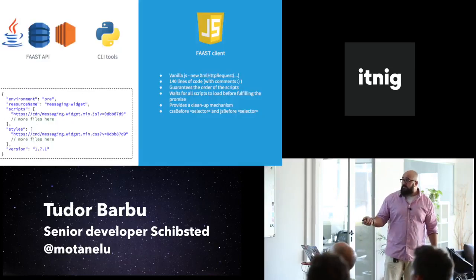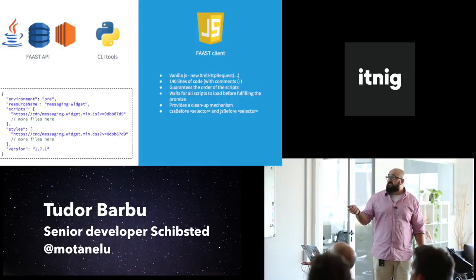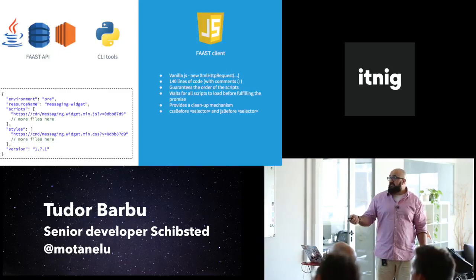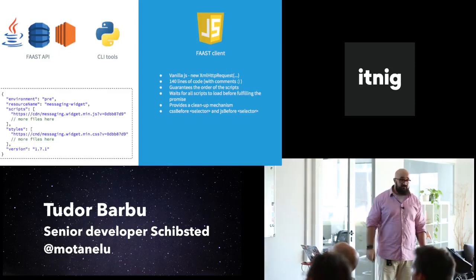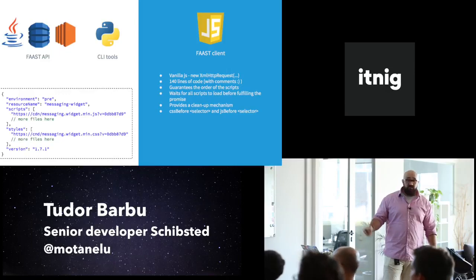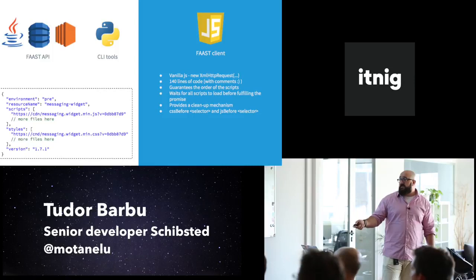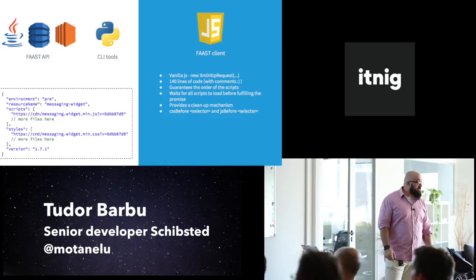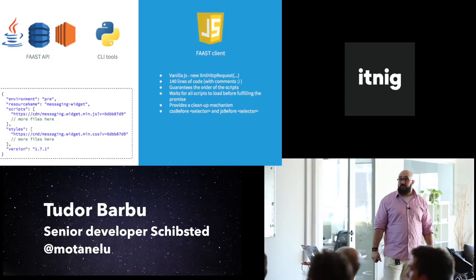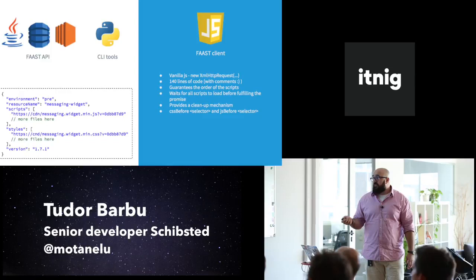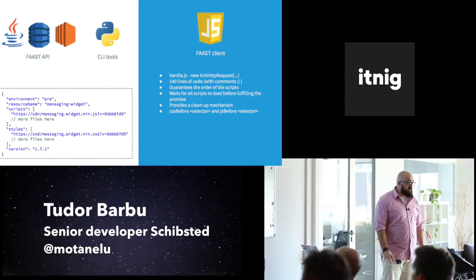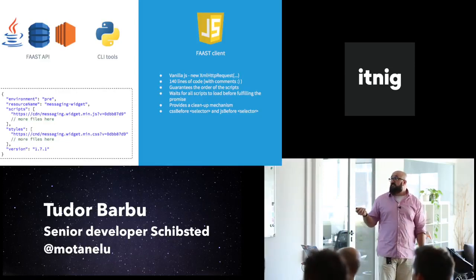So how does it work? For example, as I said, the FAST client calls the server and gets a response like this. This is an actual response. You said the environment is pre-production. The resource name is messaging widget. And then I want the following scripts from the CDN. We use CloudFront. Are you familiar with AWS, CDN, S3? And I just say I want this script and this style, and I'm at that version. And that's the response.